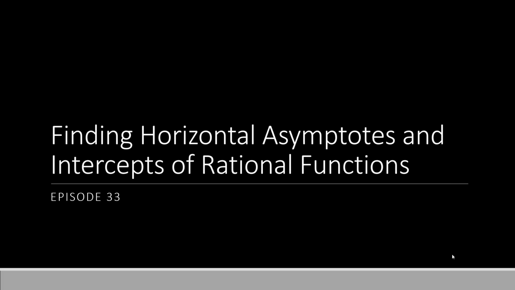Hello there once again. Welcome to episode 33, Finding Horizontal Asymptotes and Intercepts of Rational Functions. In our previous episode, we found the vertical asymptotes and holes of a rational function. This time, we're going to learn how to get a little bit more information from a rational function.